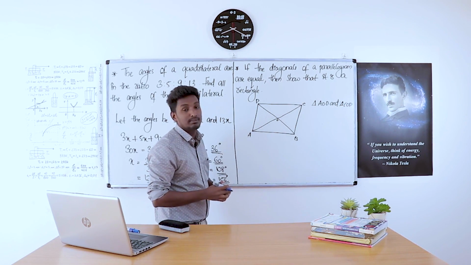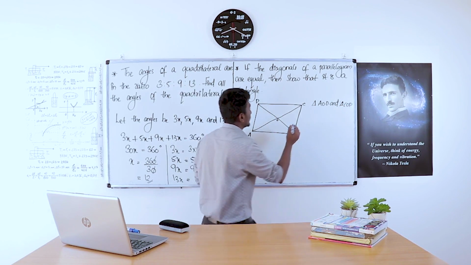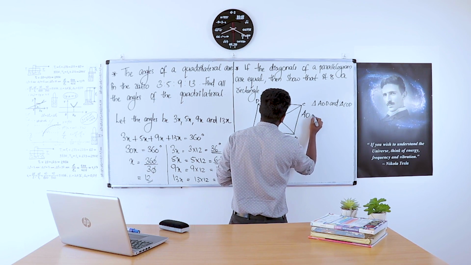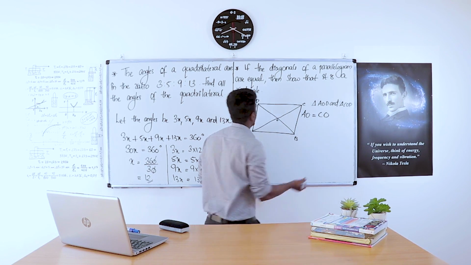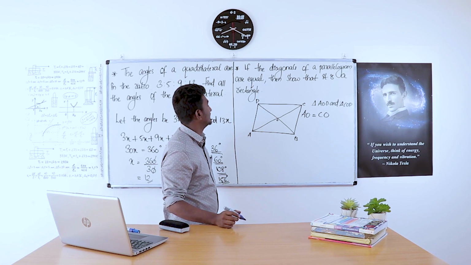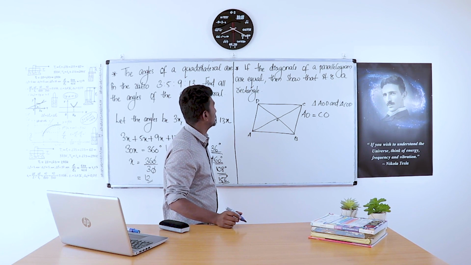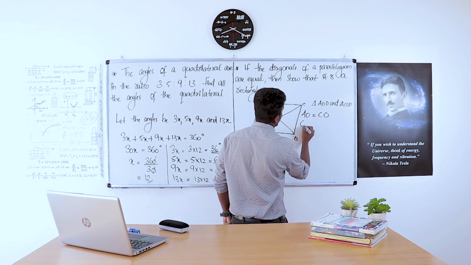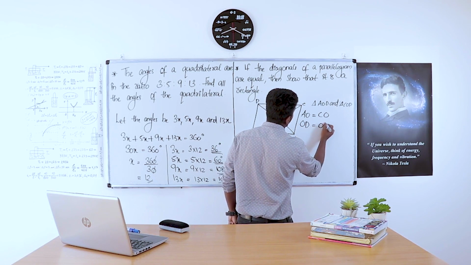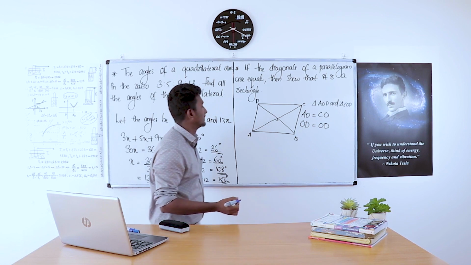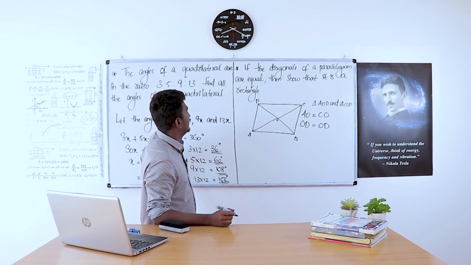For a parallelogram, the diagonals bisect each other. Therefore, we can say that AO is equal to CO. Clear? Now, OD is the common side. Therefore, OD is equal to OD.